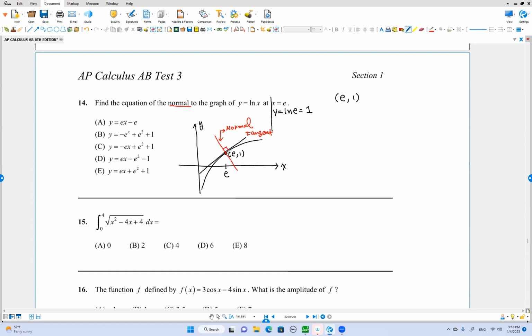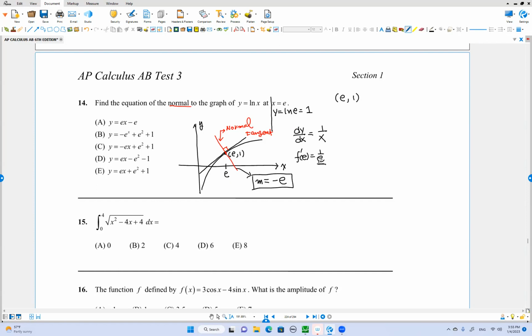Okay, now let's find the slope of the tangent. dy/dx is 1 over x. That's right. At point e, x is e. Slope of this tangent is how much? 1 over e. Are you okay with this? Yeah. Okay. So what is the slope of this normal? Negative reciprocal, right? That is negative e. Are you okay with this? Negative reciprocal of this one, right?